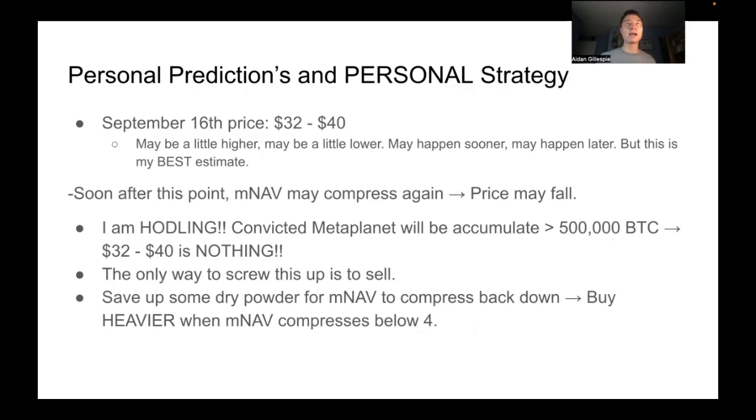So if my predictions do come true, basically my plan will be at that point to start saving up some dry powder for MNAV to compress back down, and then I will be buying much heavier if MNAV were to compress back below a 4. These are just my predictions, my personal strategy, what I think will happen in Metaplanet, and my plan for accumulating more Metaplanet over time.